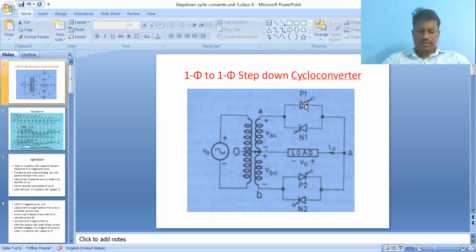It allows the current from the A plus to the load only. So what is the direction? A positive means A plus, P1, then the load, load plus and load minus, like that. It is also the positive direction. Okay. So once A is positive, B is negative. B is negative. Okay. So it is step down.